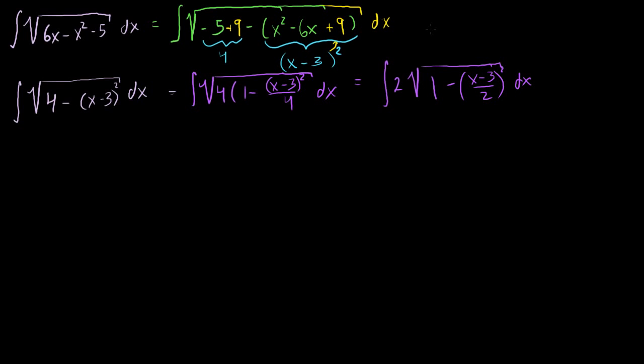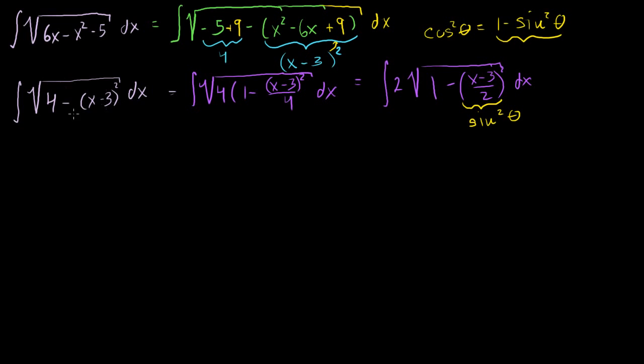I showed you in the last video that cosine squared of theta is just equal to 1 minus sine squared of theta. You could actually do it the other way. You could do sine squared is equal to 1 minus cosine squared. No difference. But they both will work out. But this looks an awful lot like this. In fact, it'll look exactly like this if I say that that is equal to sine squared of theta.